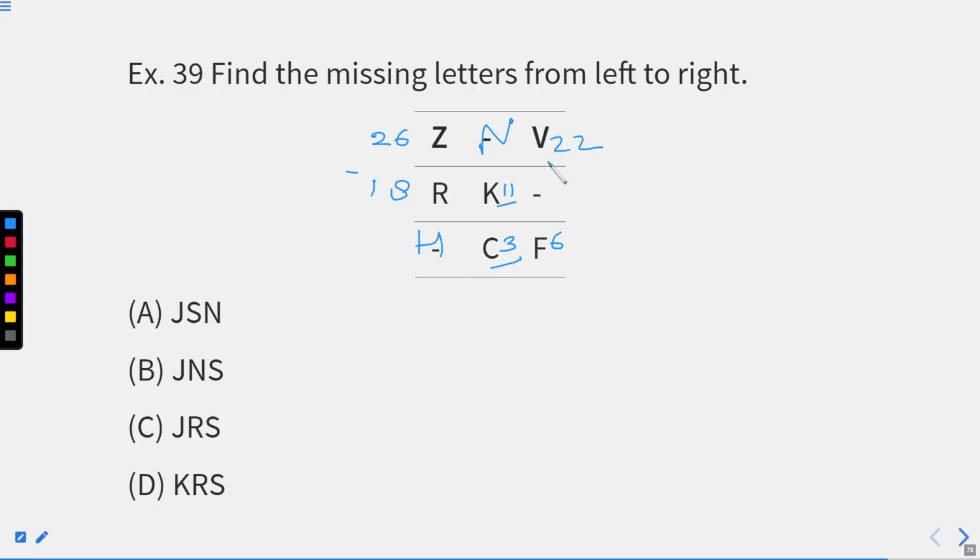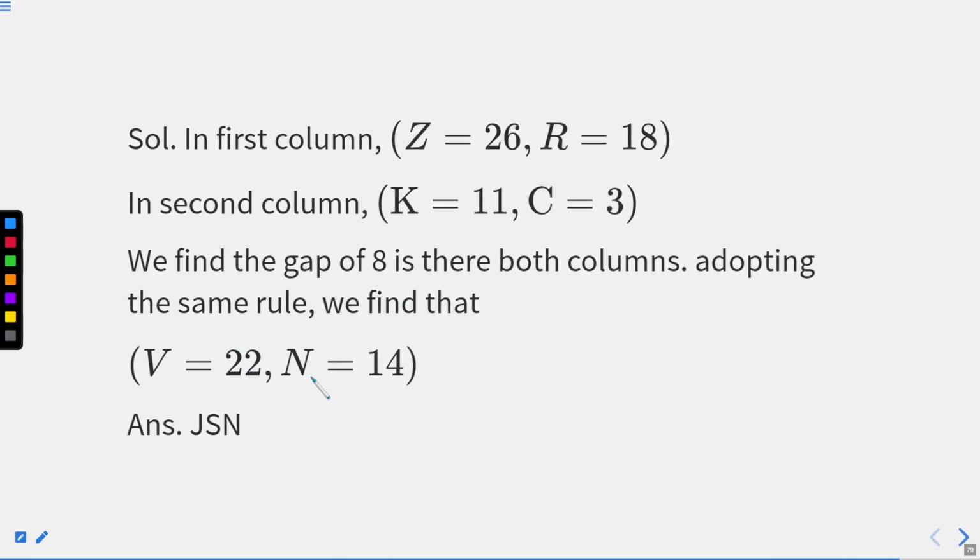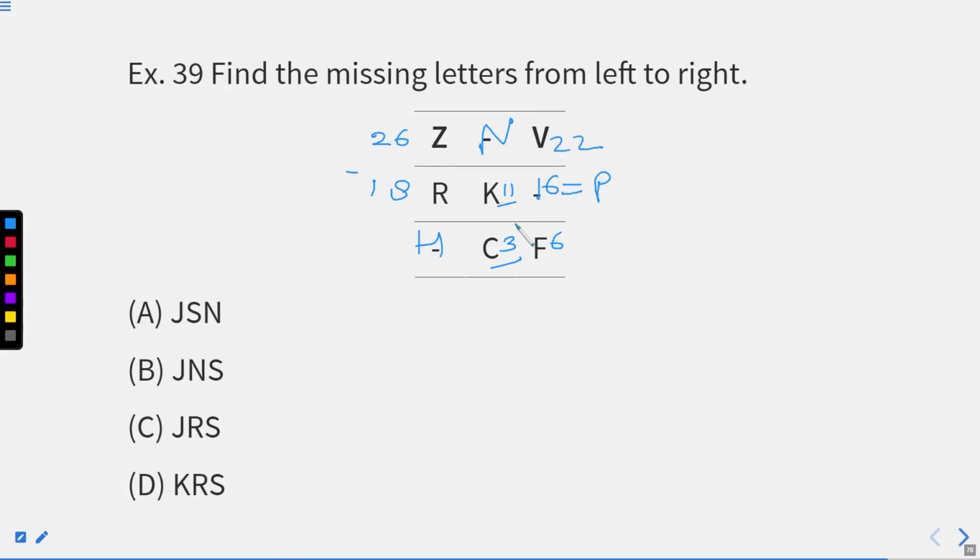Now, what are we supposed to subtract from 22 to get 16? We can subtract 16 as well. And 16 is the place value of P. I hope you get your answer now. We are able to find out each and every value. So, JNP is your answer. As it is, we have mentioned, everything is there. Okay. I hope the question is very clear to you all.